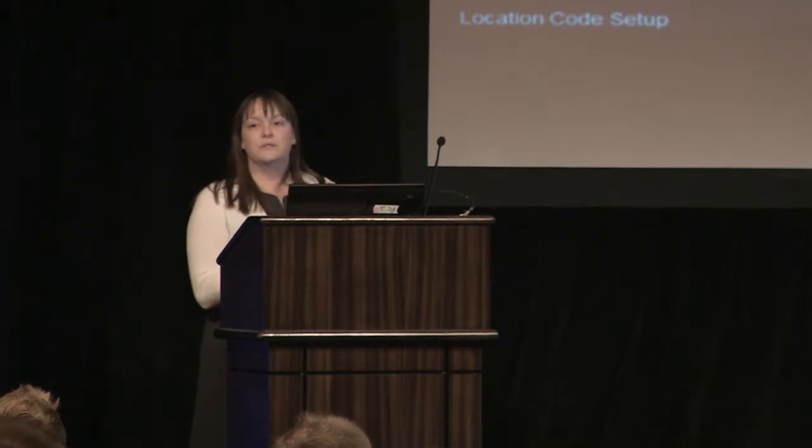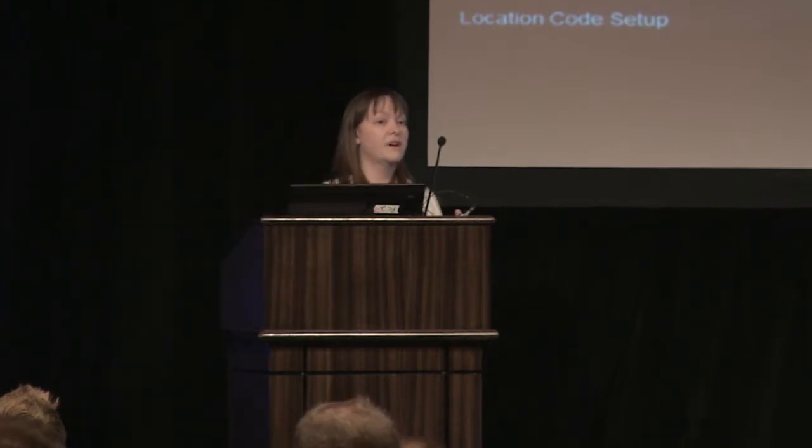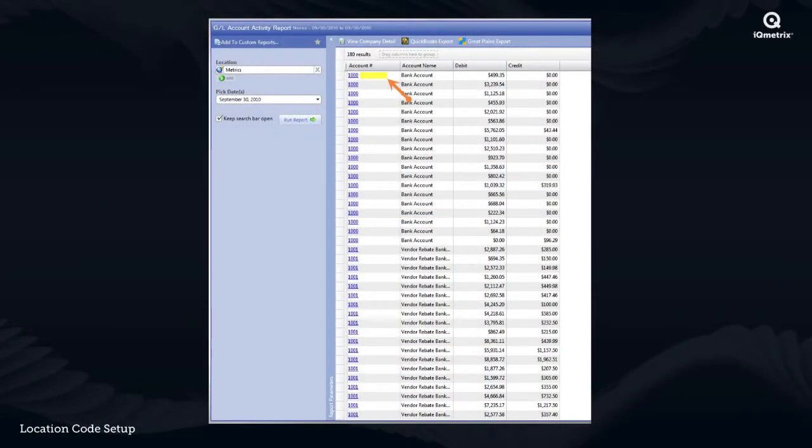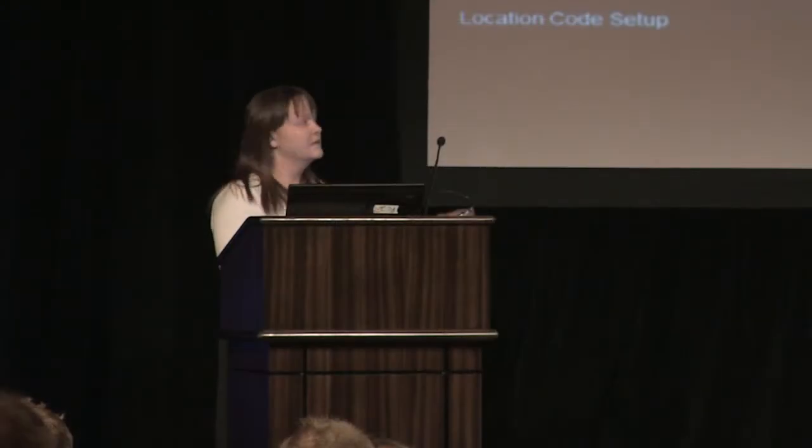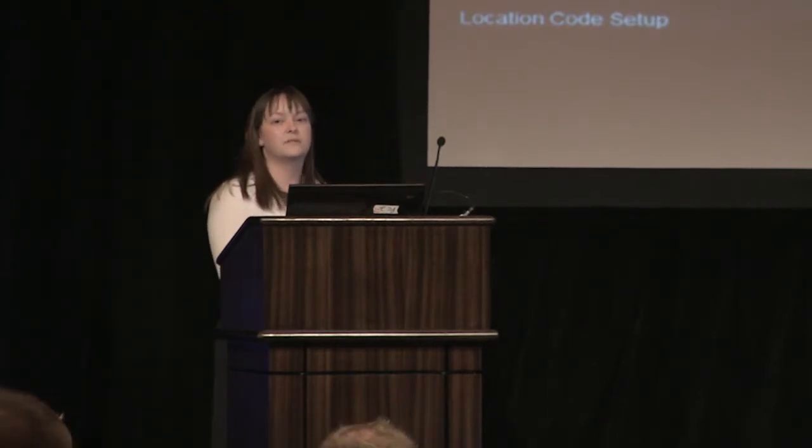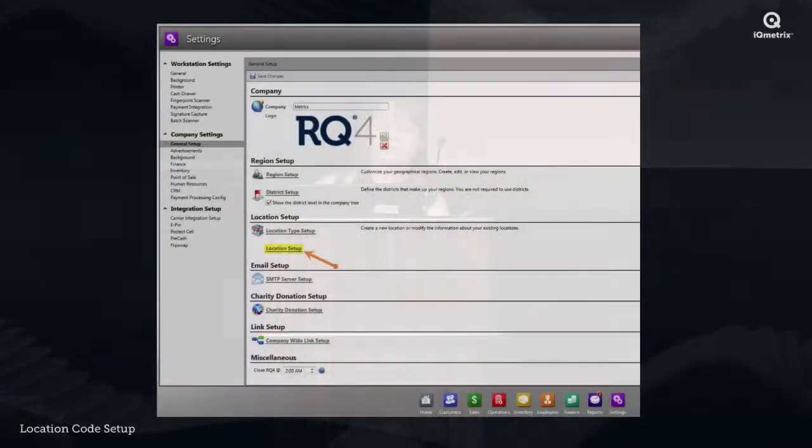Even if you don't use one of those exports, though, it's important, if you have multiple locations, to still set up these location codes. On this report, you'll see the first 20 lines or so are account number 1000, and that's the bank account. The reason we have that many lines for the same account is because there's a line for each location. And then we can see for each location the debit and credit totals. So we have a way, if we set up the location code, to have an identifier on each one of these rows so we can see which location we're working with.